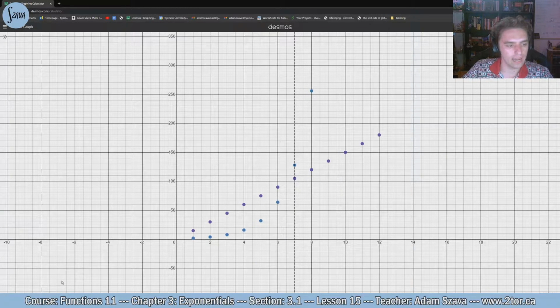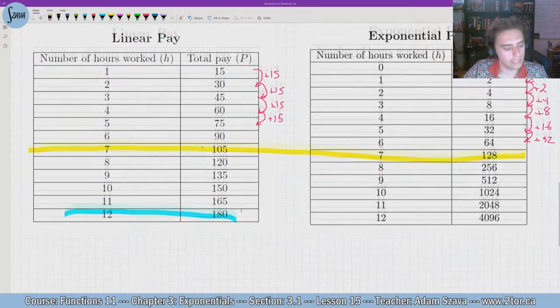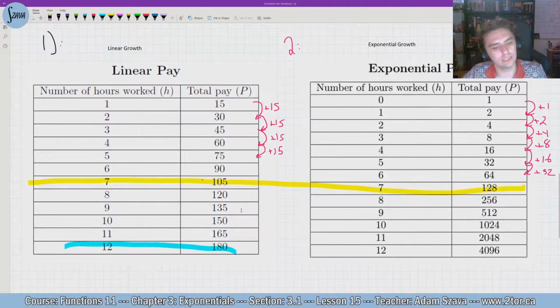Okay, so that is the visualization that I wanted to give you. Now, let me just see if there's anything else I should mention. Yeah, so the next step is I want to determine the equations for both of these. Now, linear pay is something you've done for a long time. So let's take a look at linear pay.